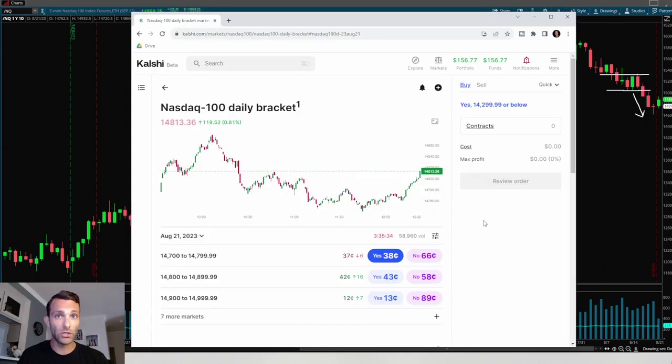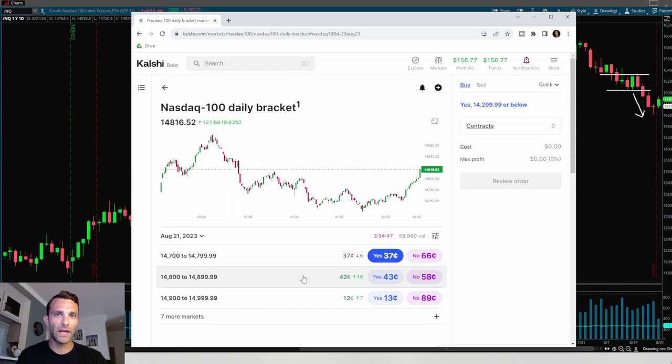So now to structure that trade, we would go into the back end, the NASDAQ 100 daily bracket, and knowing that that breakdown happened right around 15,000, we would be looking at all the ranges that are just below that. We don't want to go too far below, but the first few I think would be pretty good, and then trading the yes shares to the downside, because if it does successfully break down, there is the likely probability that it closes in those lower ranges on the daily chart.